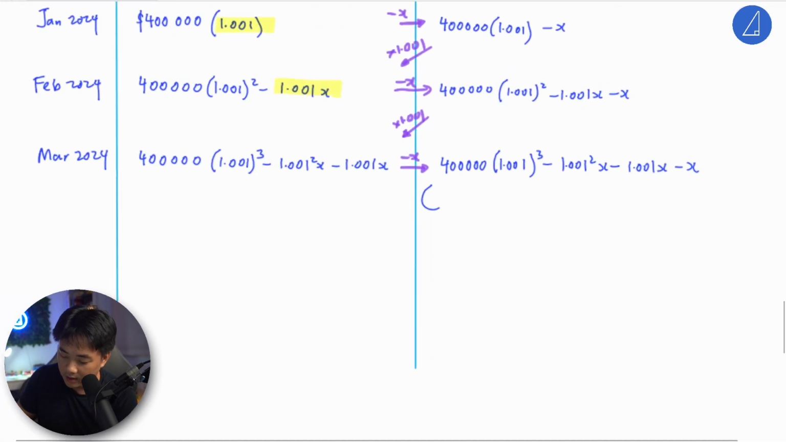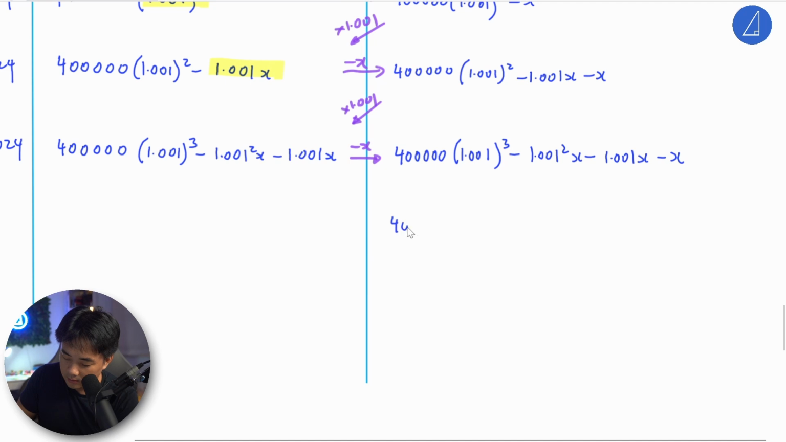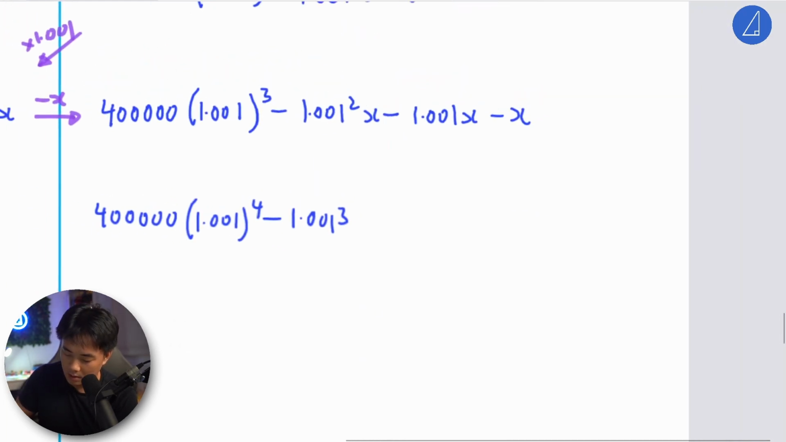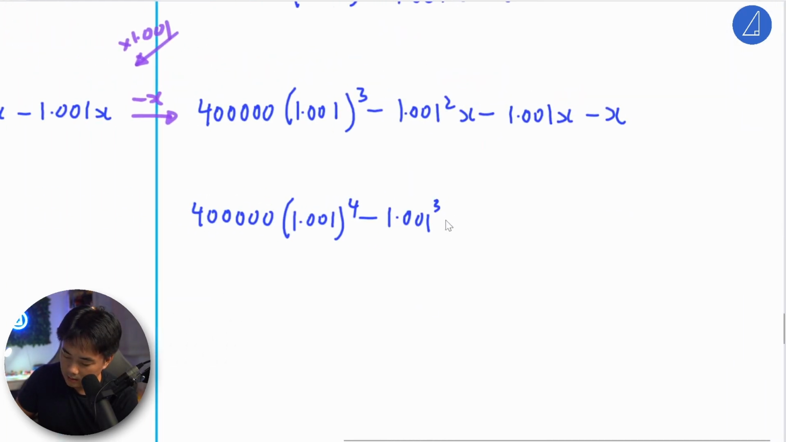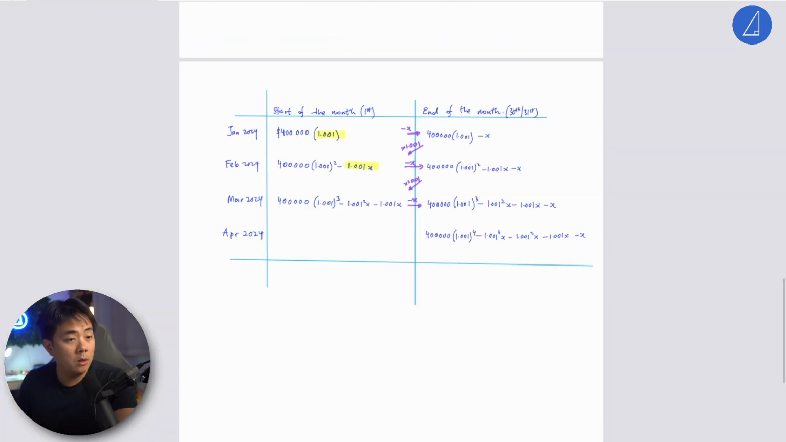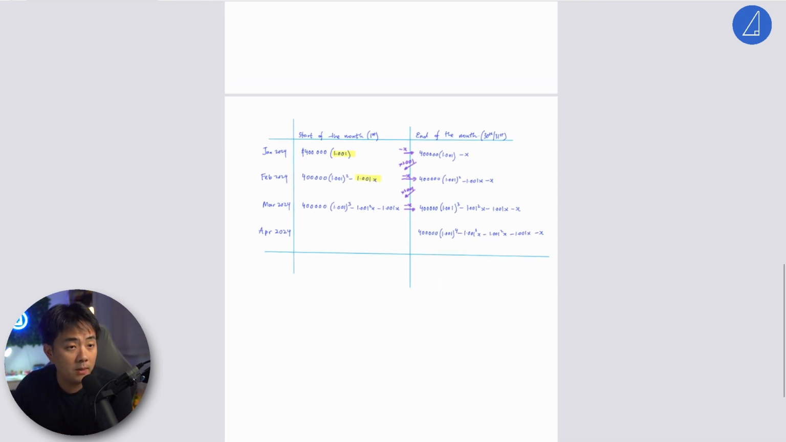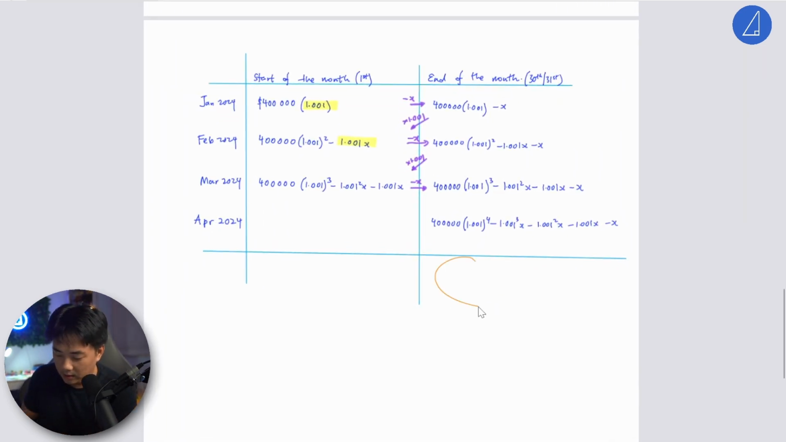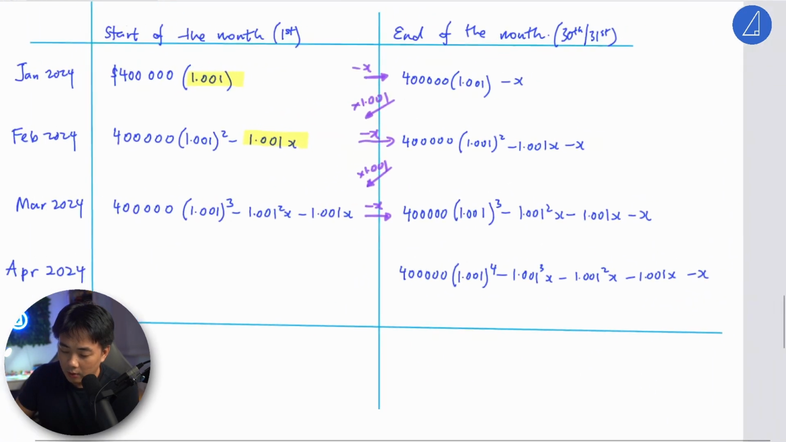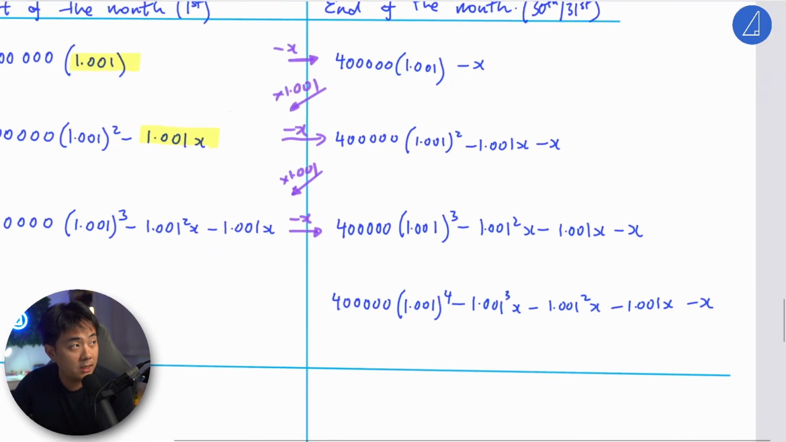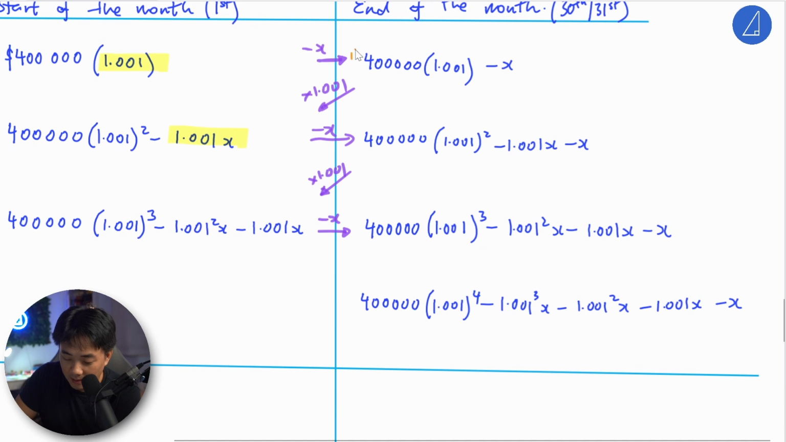In this case, I could see very clearly the subsequent step will be 400,000 times 1.001 to the power 4, minus 1.001 cube X, minus 1.001 square X, minus 1.001 X, minus X. Once this is done, you need to be able to pattern recognize what's going on, the pattern at the end of n months. A lot of students forget about this. When you want to pattern recognize, the number one most important thing is to put a running number. So this is 1, this is 2, this is 3, this is 4.